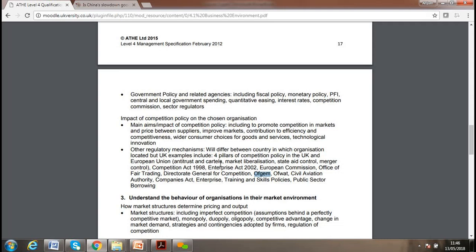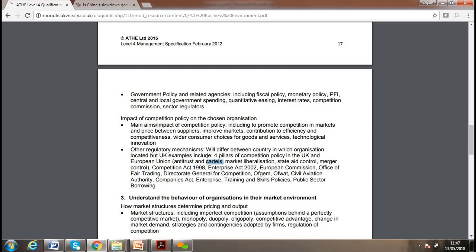So, four pillars of the competition policies in the UK and European Union. Of course, cartel is illegal. In some countries, the companies come together and they can fix the price. That is called a cartel. Cartel is illegal in terms of the Competition Commission. You charge the same price, I'll charge the same price. You do this area, I'll do another area. That's called cartel.